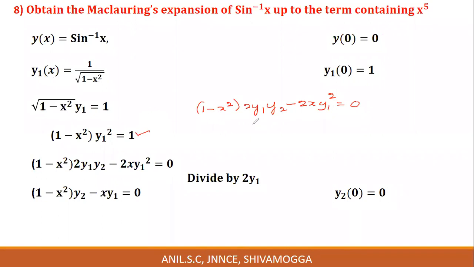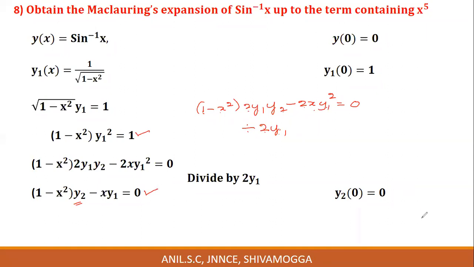What is the common factor here? 2 is common in both the terms, y1 is common in both the terms. Therefore, we can easily divide the expression throughout by 2y1. The resultant will be 1 minus x square into, cancel this 2y1 with this 2y1, we get y2. 1 minus x square into y2. Cancel this 2 with this 2 and y1 with y1 here. We get minus x into y1 is equal to 0.